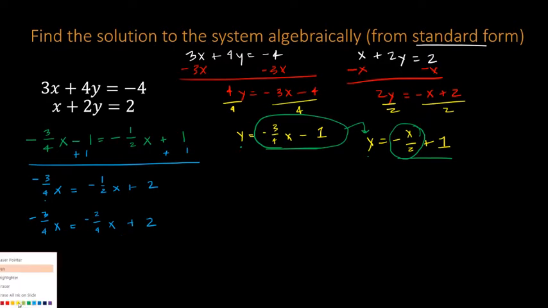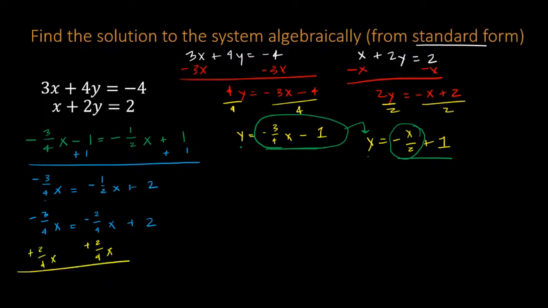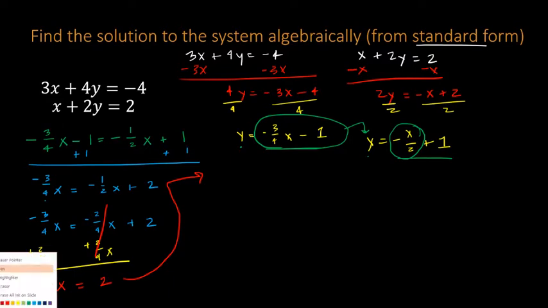Now it's easier for me to combine my like terms. Since I've got a negative 2/4 x, to move this to the other side, I'm going to add 2/4 x to both sides of my equation. Almost out of space here. That gives me, let's see, a negative 3/4 plus 2/4 is negative 1/4 x is equal to 2. I'm going to continue this right here. So negative 1/4 x equals 2.